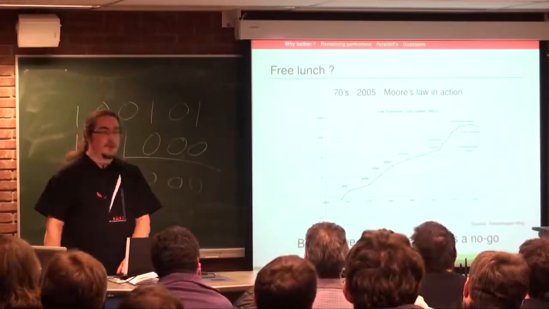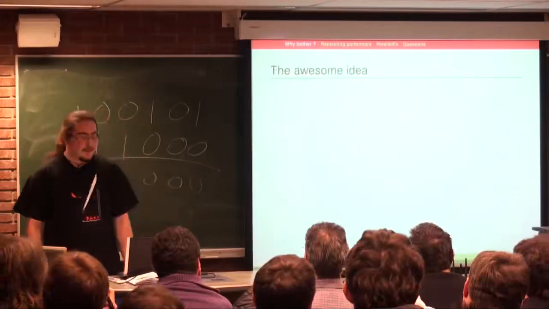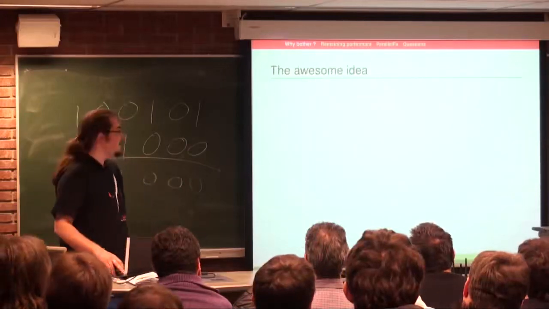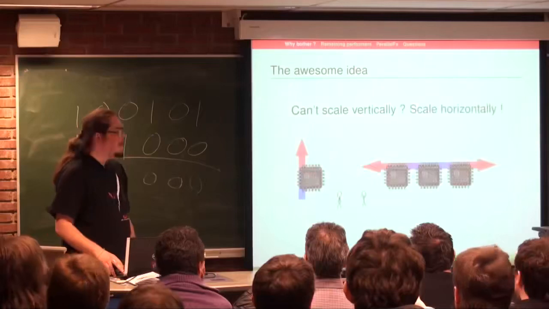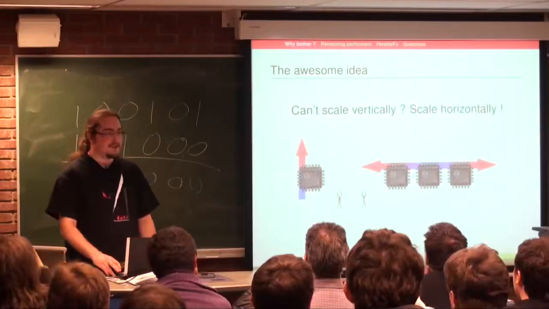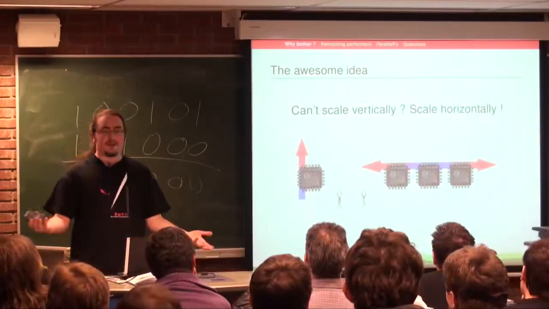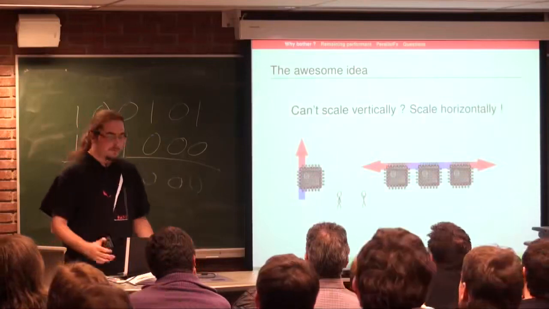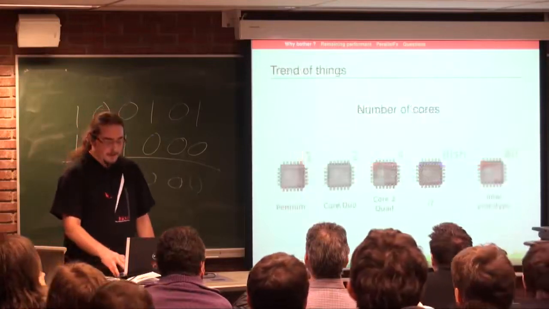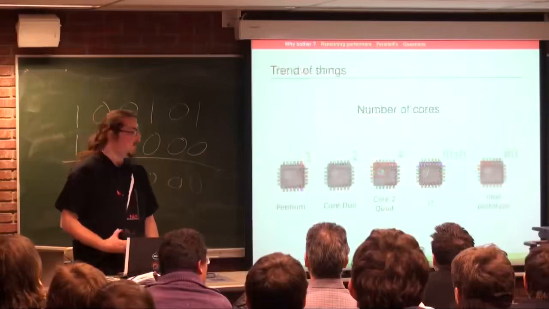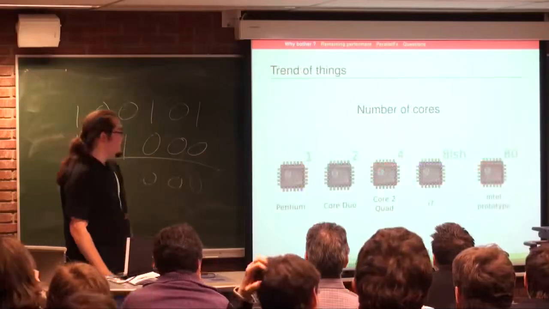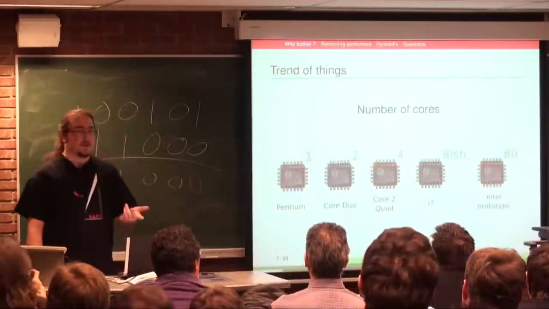We have to change our way. The clock speed war is a no-go. So the idea that the Intel and AMD folks had was, well, we can't scale vertically, so let's just add more cores and scale horizontally. They decided to do that first by putting 2 cores in 1 CPU.